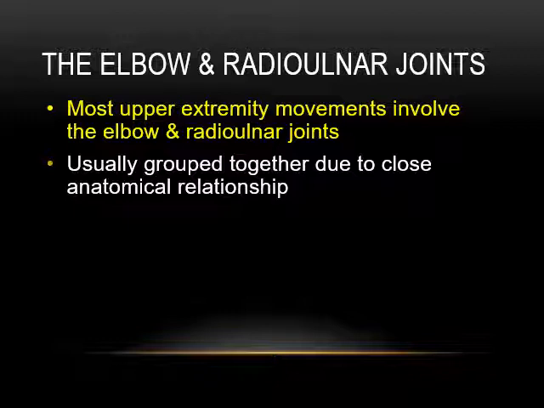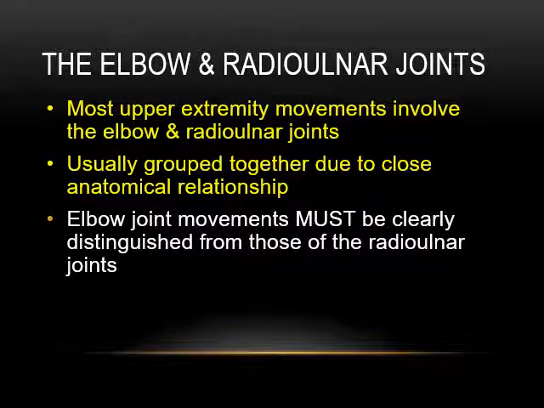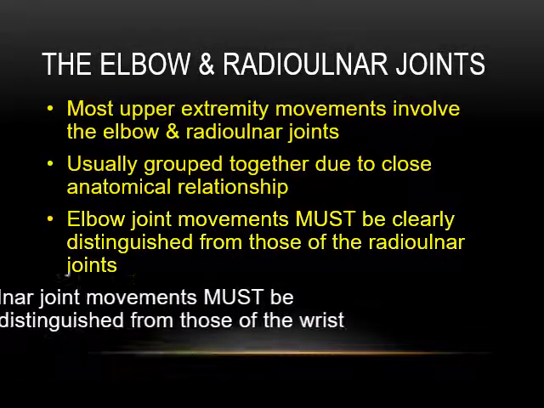Particularly when you look at the proximal radial ulnar joint, so there's a proximal and a distal, you'll see that it's very close anatomically to the actual elbow joint. But it is important to note that elbow joint movements have to be clearly distinguished from those of the radial ulnar joint. Okay, so they're not the same movement, and we'll be sure to discuss the differences between the two as we go through this discussion.